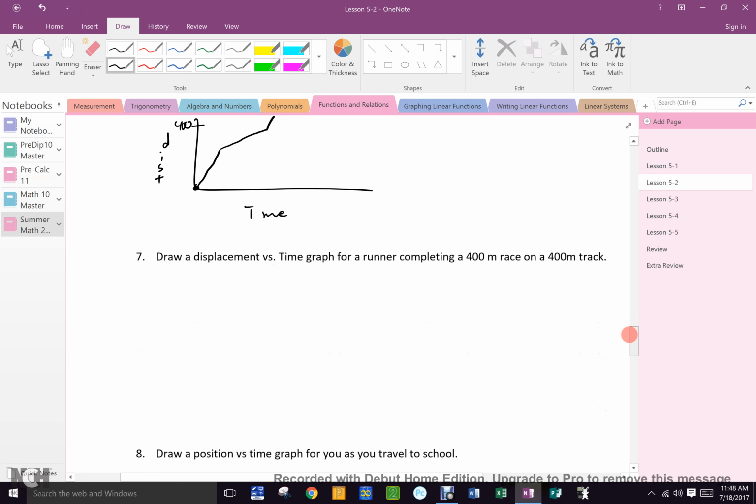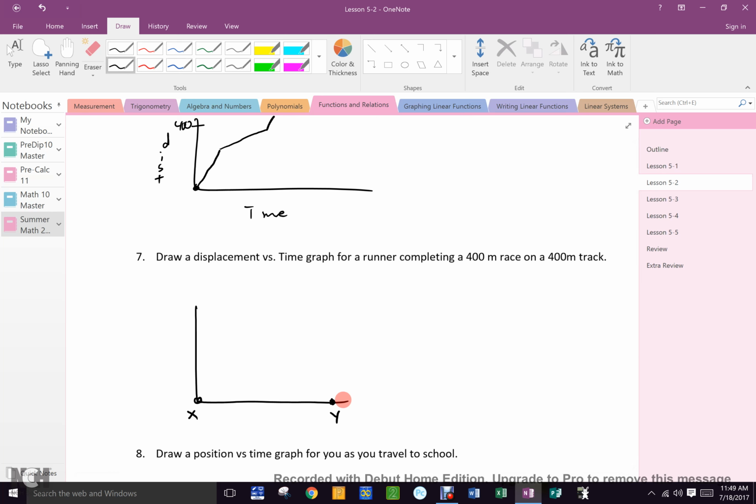What is different about number 7? It's displacement on a track. So where will the graph end up? Back at 0. Will it end up back at 0 here or out here? Out there, because time can't go backwards. I wish it could though.